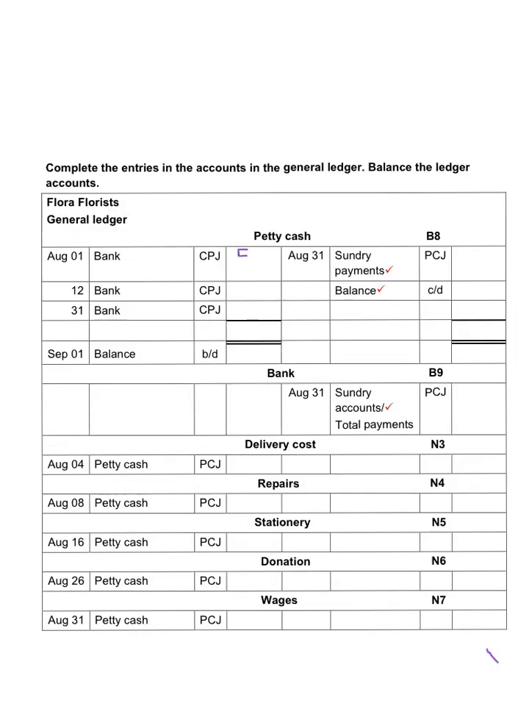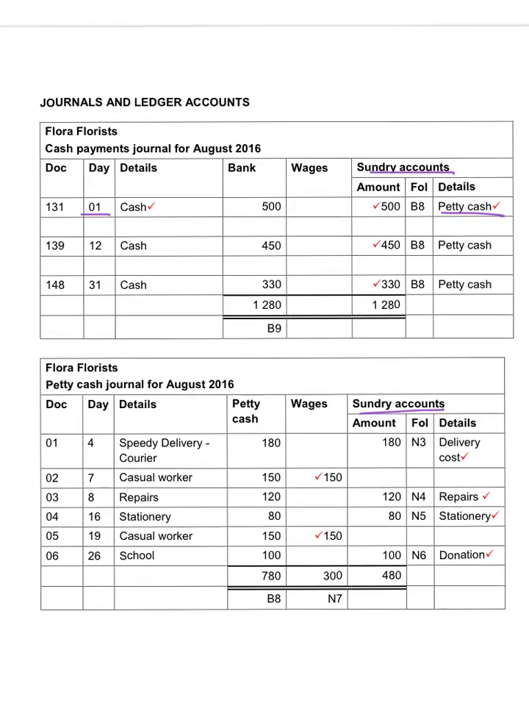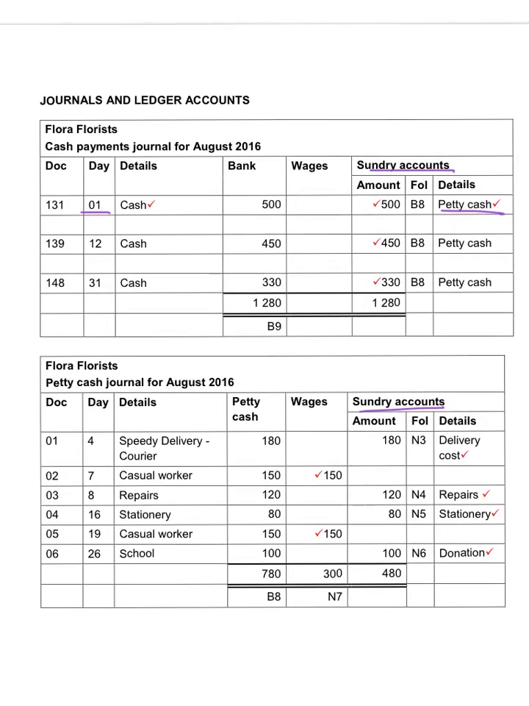Indicate that petty cash received the money, so this asset for petty cash increased on the debit side and decreased on the credit side. The petty cash account number is B8, and we will record the B8 between the amount and the petty cash to indicate that this was transferred to the B8 account. Your check number will be written in the document number.